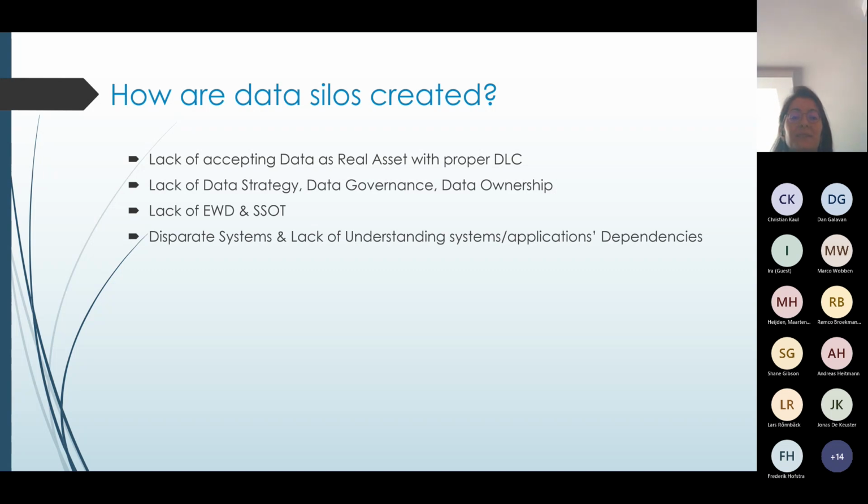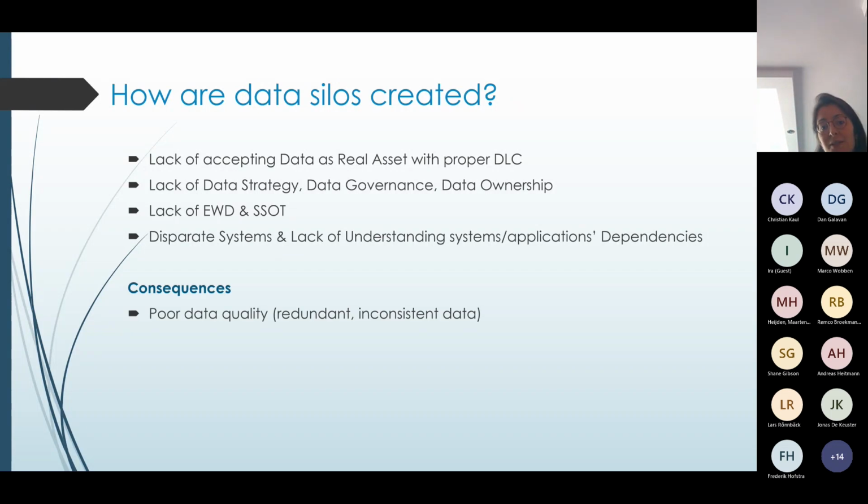And again, in my example, disparate systems and lack of understanding of the dependencies between systems, between applications, between teams can cause the silos to go into their own domain and try their best, of course, but it is not bringing the value the company and the organization as a whole is looking for. The consequences of data silos are clear to all of us. It's poor data quality, redundant data, inconsistent, incomplete data, but also the increase of cost from different perspectives.